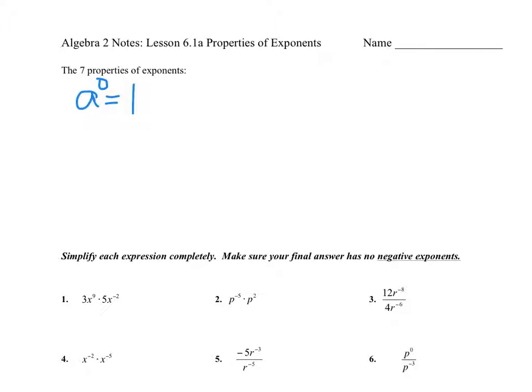Okay. Another property is this. If you have a to the m, and you're going to multiply that times a to the n, so they have the same base, they both are a to an exponent, what you do is you take those exponents and you add them. Let me show you real quick how that works.